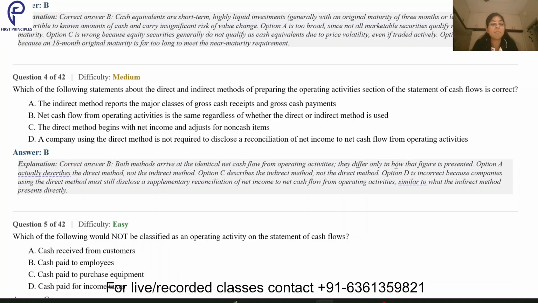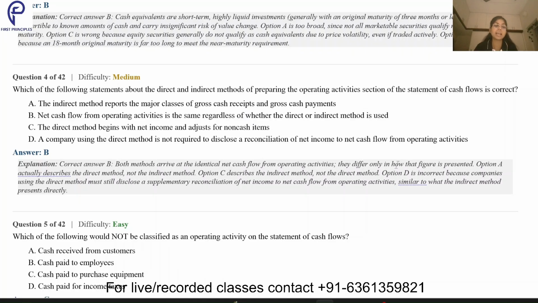Then option B, net cash flow from operating activities is the same regardless of whether the direct or the indirect method is used. Is this correct? Yes, this answer is correct, because net cash flow from operating activities will give the same answer whether we use the direct method of calculation or the indirect method of calculation. Then option C, the direct method begins with net income and adjusts for non-cash items. No, this is about the indirect method, not the direct method.